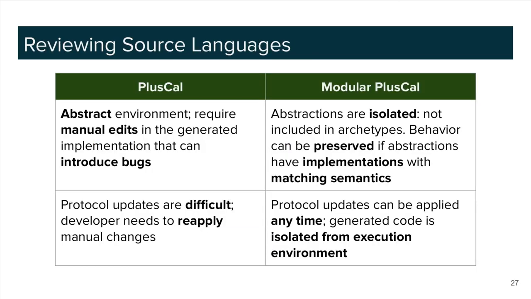So to review, what did we just gain here? PlusCal has this abstract environment, but it's really unclear where all the stuff goes. So there's no good way to automatically compile that. You have to go in and edit everything, and you're losing a lot of any guarantees you might have from a compiler doing this for you. Modular PlusCal is isolated from the environment, so you can basically count on it, and you shouldn't need to edit what Pigo's generating.